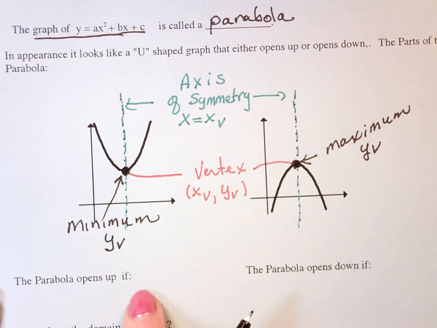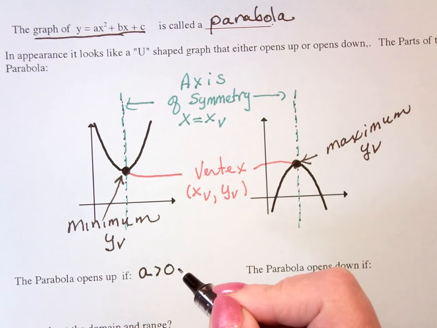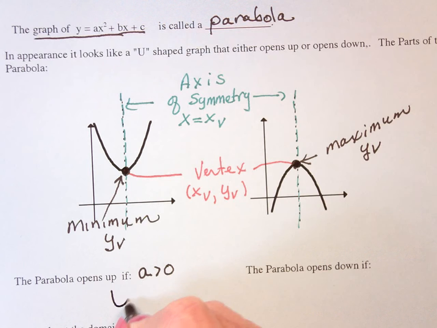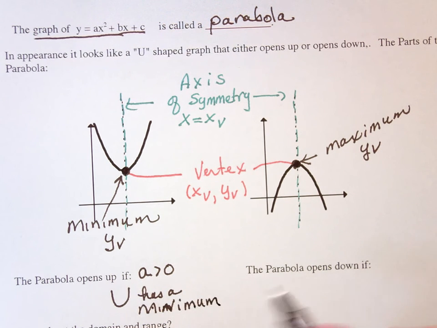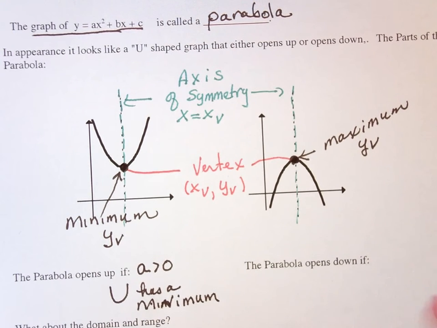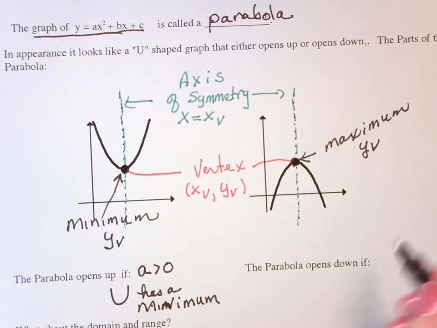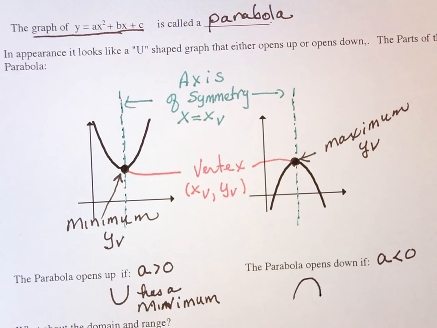A parabola opens up if the coefficient of x squared, or a, is positive. So it's going to open up, which means it has a minimum. A parabola opens down if the coefficient of x squared, or a, is negative. So it looks like this, which means it has a maximum.